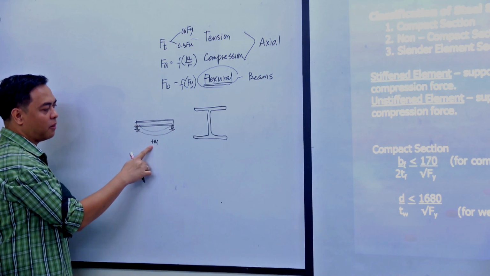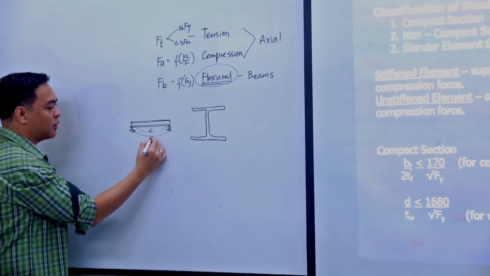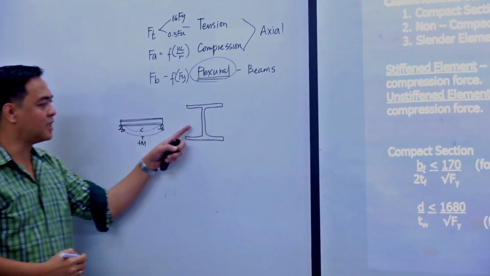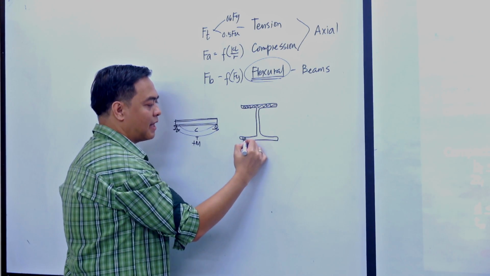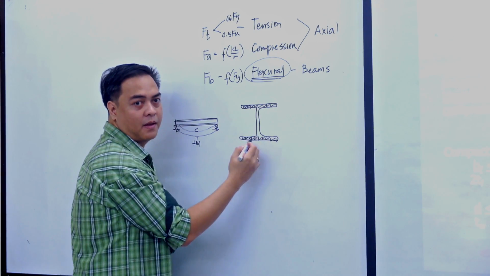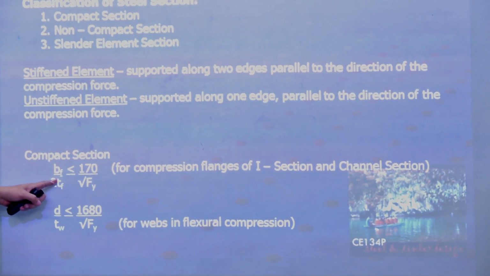So for positive moment, where is the compression side of the beam? On the top, while on the bottom, it will be tension. So for this case, this would be the compression flange, while this would be the tension flange. Okay? So to check the compactness of this compression flange, it should be satisfied.